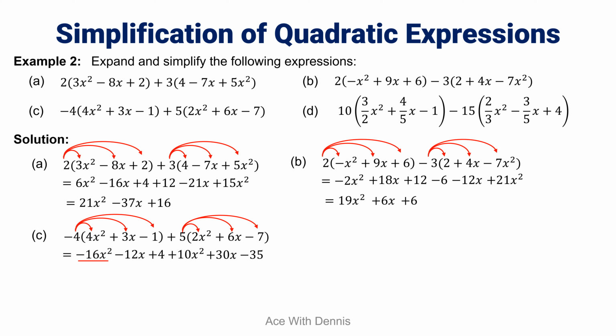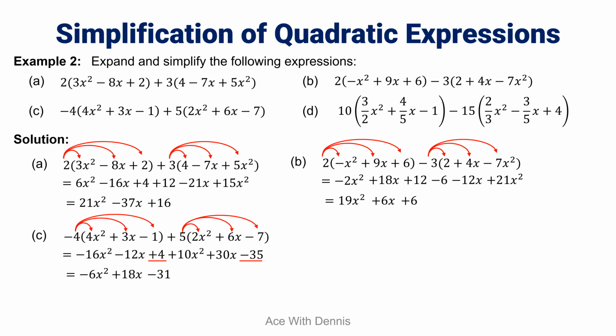Start with the x squared term, minus 16x squared plus 10x squared, we have negative 6x squared. The x term, negative 12x plus 30x, we have plus 18x. Followed by the constant term, plus 4 minus 35, we have negative 31.